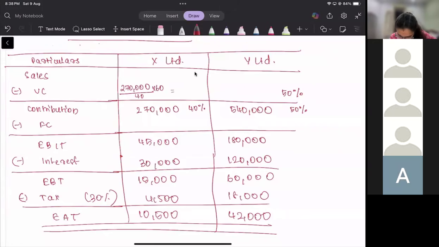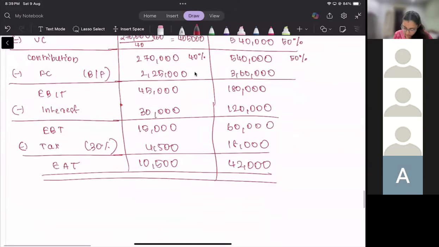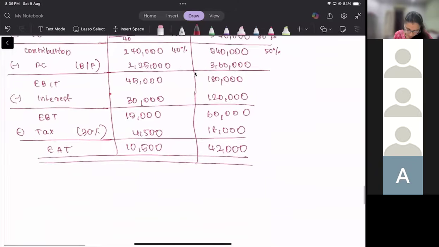You will get it as 4 lakh 5,000 and 5 lakh 40,000. From this, you can actually find out the sales, right? Balancing figure. You just need to add the two things. This one will be a balancing figure and this fixed cost also will be a balancing figure. You can even find sales from contribution, okay? Whichever way you want to do, you can do, no issues.